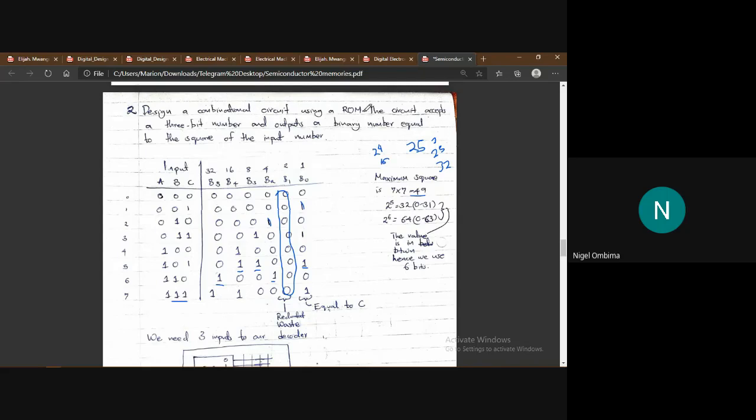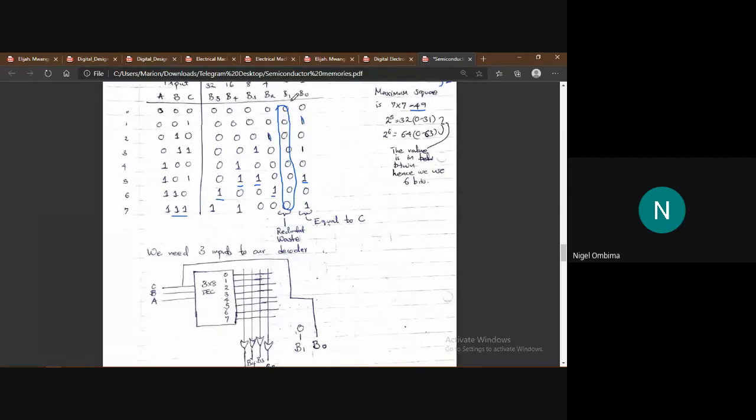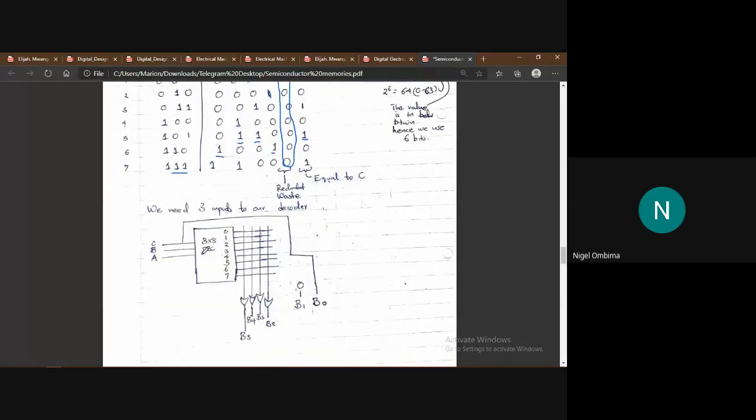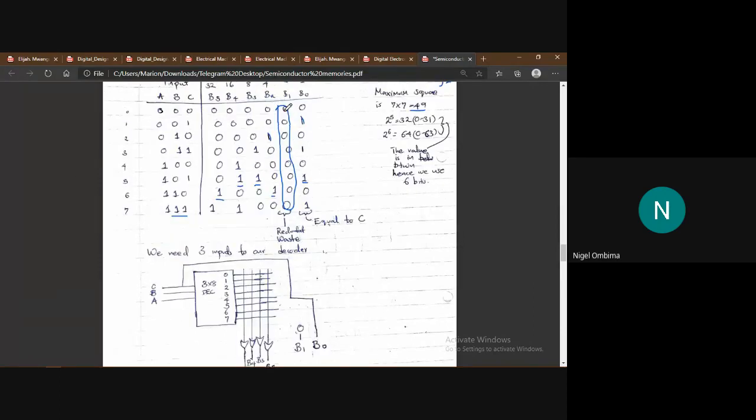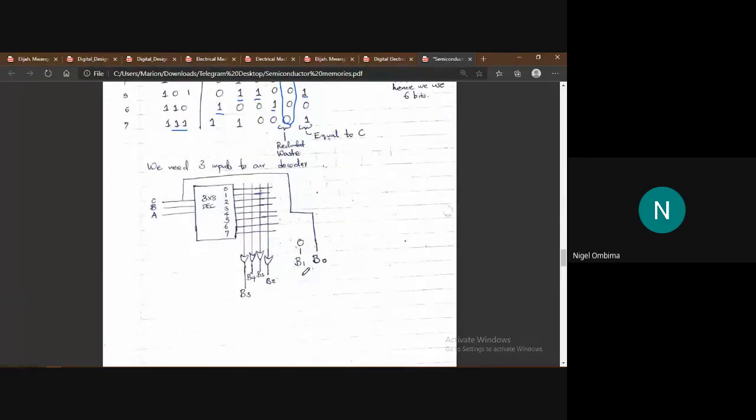they said the combinational logic circuit accepts a 3-bit number and outputs a binary number. So for ROM, remember we said the data goes in through a decoder. Our input data is supposed to be 3 bits, so ABC, and our output will be 8 lines. So I drew the output lines, 8 of them. From the 8 output lines I drew, we also say that B0 is equal to C, so I just took it out here. B0 is just C. B1 is 0, so I just put B1 to be 0. B1 will always be 0 regardless.